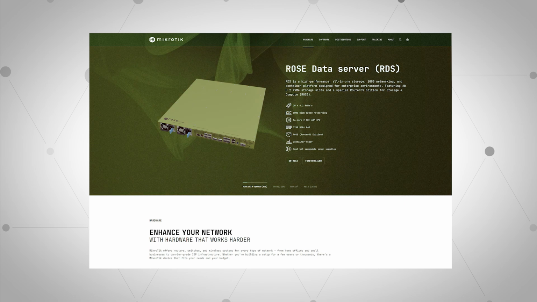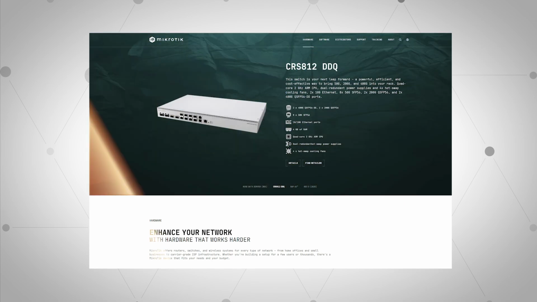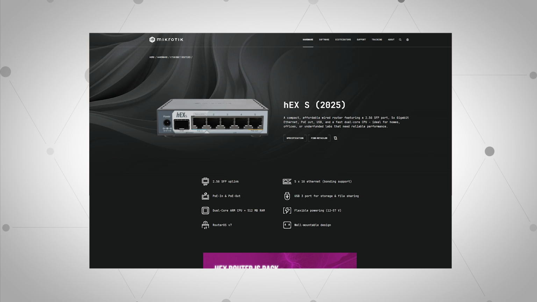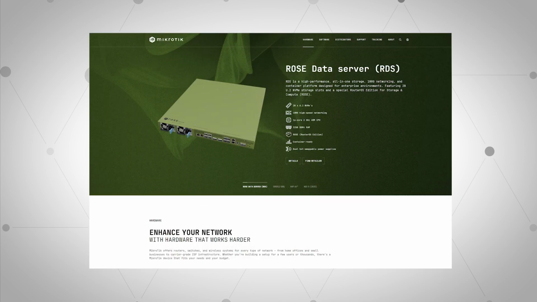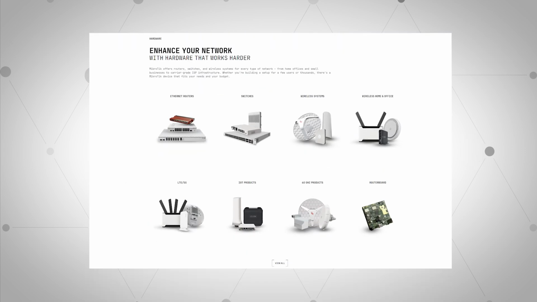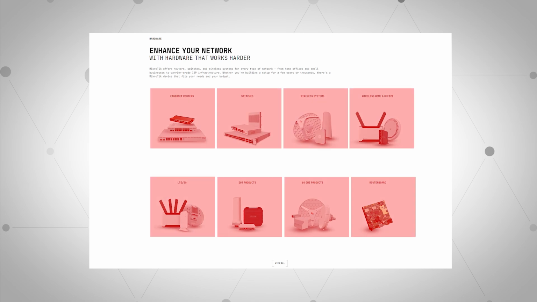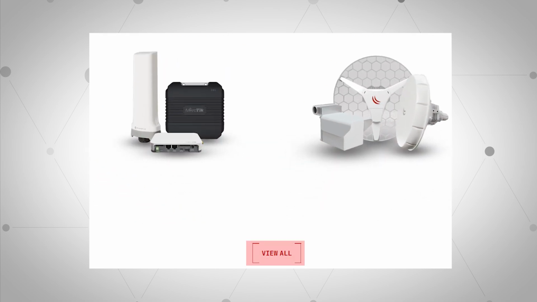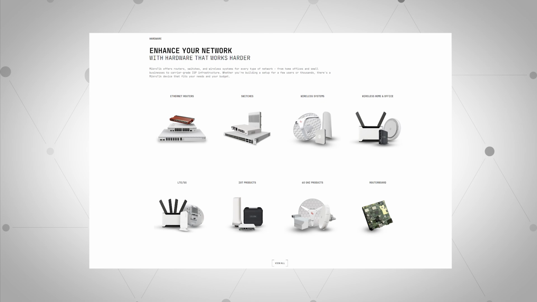The homepage banner highlights the most recent MikroTik products. They're basically quick shortcuts. Click a banner to go straight to the product page. Below the banner is the hardware section. Here you'll see hardware categories. If you want the complete hardware catalog, click View All. We'll cover the hardware section more thoroughly in its own part of the video.